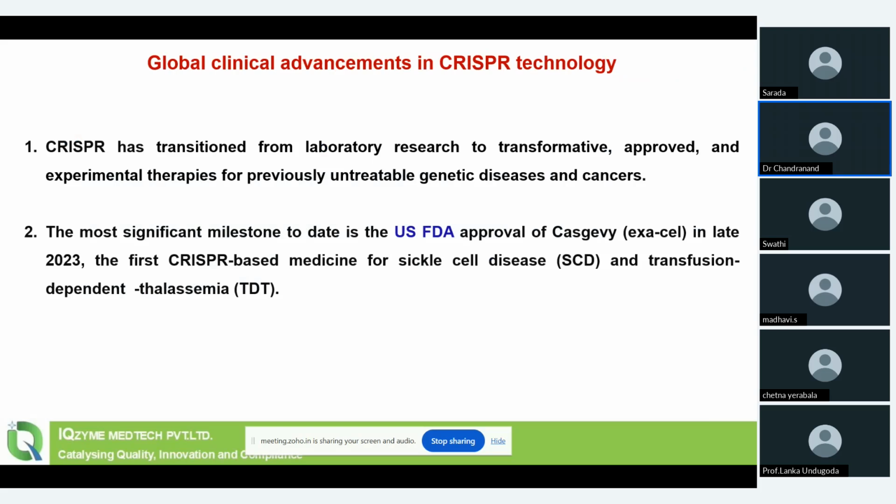What is happening, since I said that in my topic, I will briefly touch upon the clinical advancements happening across the globe. The technology has transitioned from laboratory research to transformative, approved and experimental therapies for previously untreatable genetic disorders, diseases, and cancers. The most significant milestone today is the Cas9 XFL in late 2023, the first CRISPR-based medicine for sickle cell disease and transfusion-dependent thalassemia. Very deadly diseases, but CRISPR has brought relief to these patients.